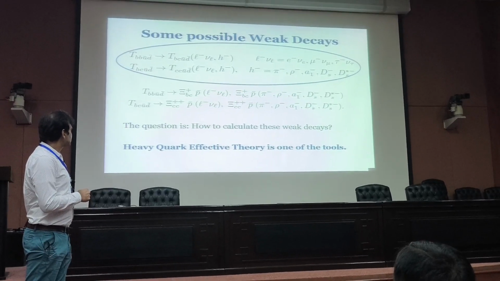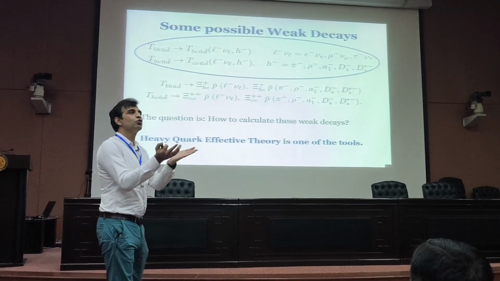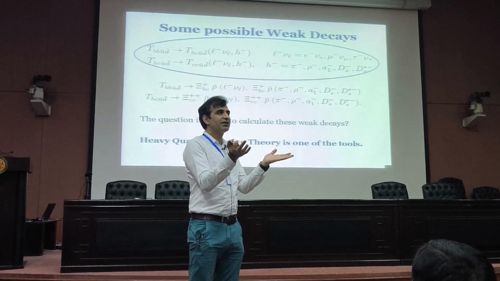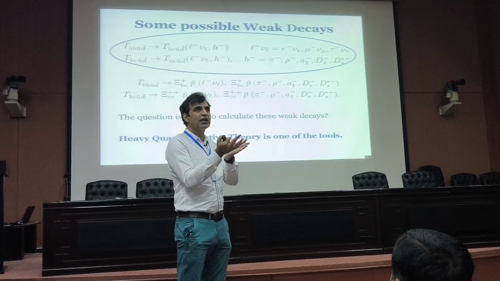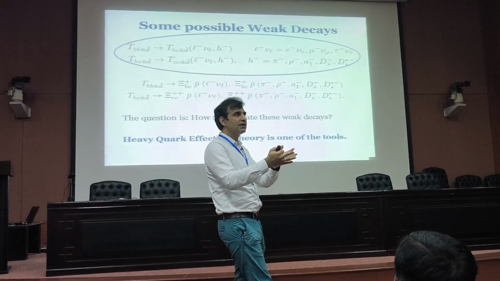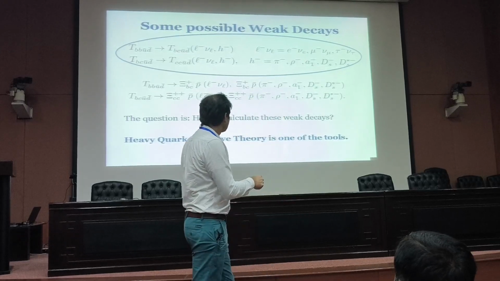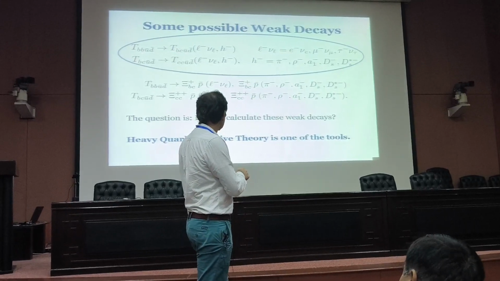And you can see that in B to C, the W can also go to u d-bar, or u-bar d if it is W minus. It means you can also produce pions, rho mesons, and many other particles. So this is why we have considered this.